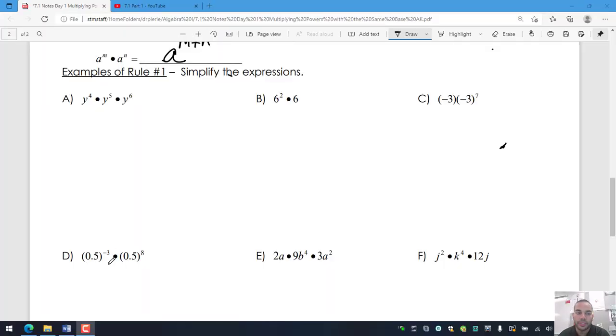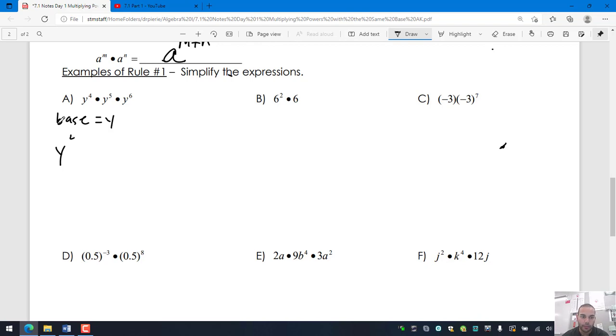All right, so let's do some of these examples together. The first one we see here is y to the fourth times y to the fifth times y to the sixth. Okay, so the first thing we notice is that all of these have a base of y. All of them have the same base, and the operation in between each of these things is multiplication. Okay, so if we got the same base and it's multiplication, our life becomes pretty easy. All we have to do is keep the base and then add the exponents.